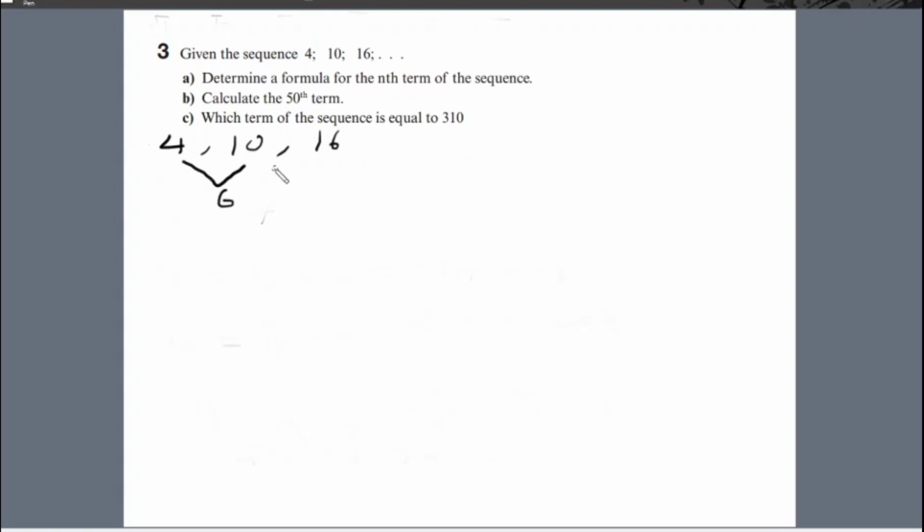Move from 10 to 16 we added 6. Therefore we have a common difference of 6, which means that D is equal to 6. Now siyazi ukuthi okay, we have a common difference, therefore we have an arithmetic sequence, right? So siyazi ukuthi lapha ku A we are dealing with Tn is equal to a plus n minus 1 d, because we are dealing with an arithmetic sequence, right?